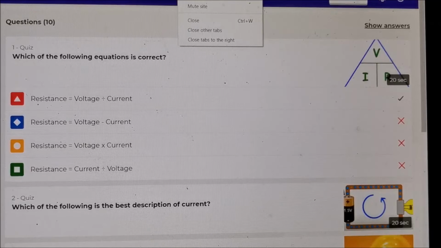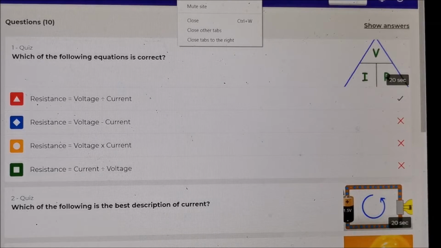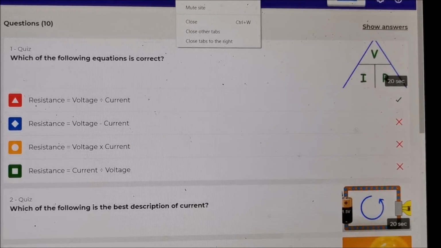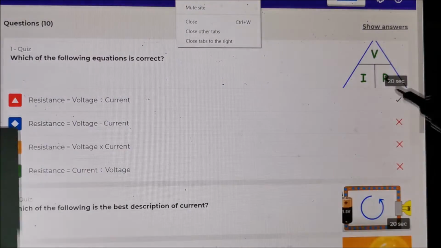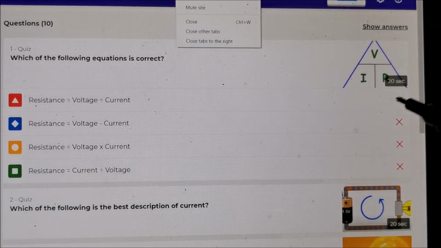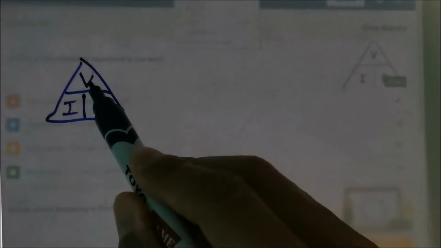Which of the following equations is correct? Now, you see this triangle down here at the right-hand side? In one of the slides, you will see this triangle. V represents voltage, I represents current, and R represents resistance. So it is very easy for you to remember Ohm's law.